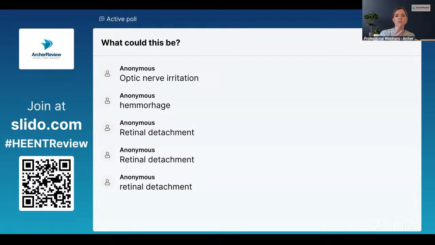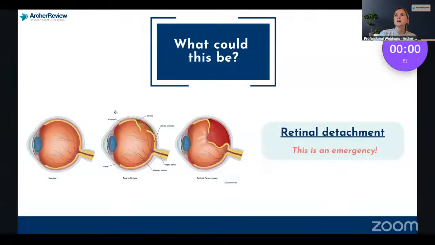So any of these, of course, if you're concerned for retinal detachment, it's an emergency. If it's untreated or delayed in treatment, it can cause permanent vision loss. So we definitely don't want that. And they usually have to do surgery to put it back together. So let me go back to your slides.